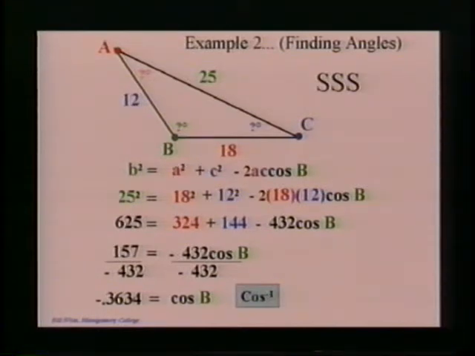Okay? Using the inverse cosine of negative 0.3634, we found out from the calculator that b is exactly 111.31. You love that. Okay? Couldn't have done it any other way. Okay? Let's look at a couple more examples.